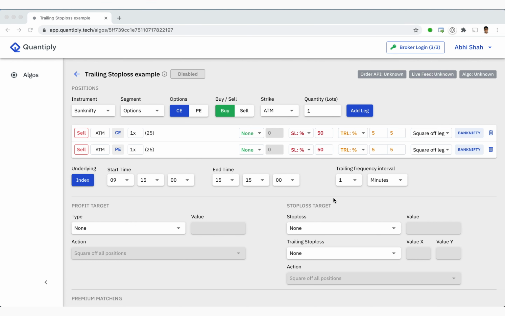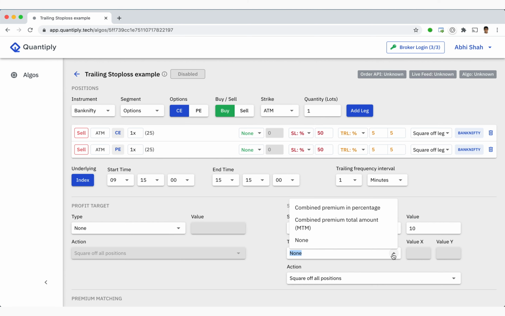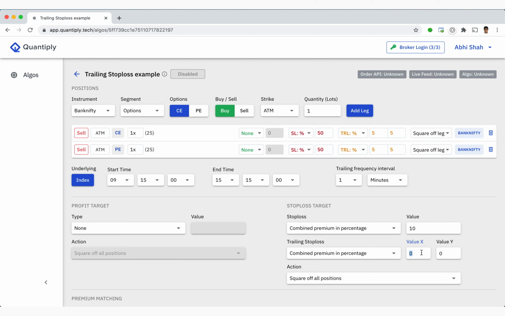On Quantiply, trailing stop loss can also be configured on the entire combined premium. Okay, so let's configure a combined premium stop loss. Say we select combined premium in percentage, 10%, and we set the trailing stop loss on the combined premium also in percentage. Say X is 1 and Y is 1. This means that if the combined profit of the entire trade goes in 1% profit, then the stop loss will also be trailed by 1%.